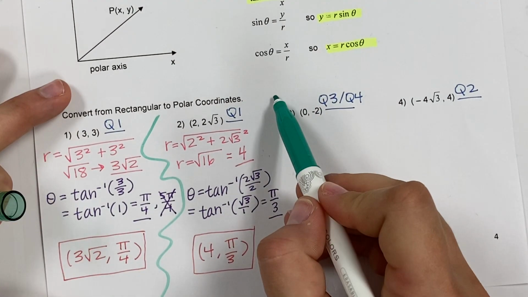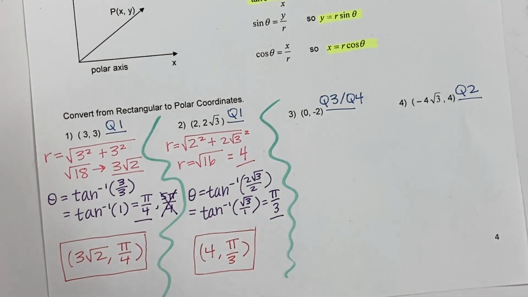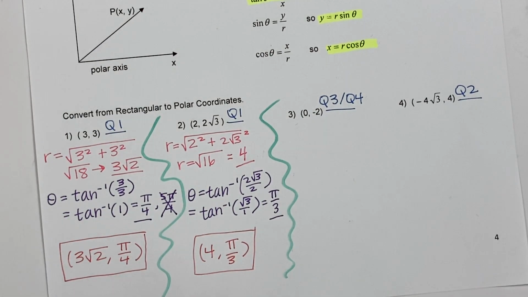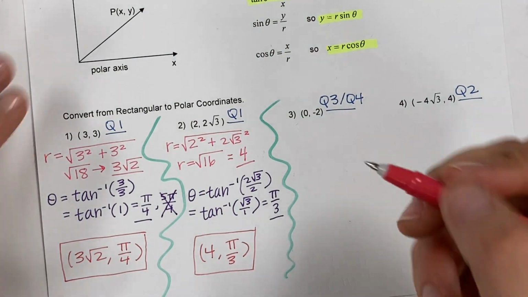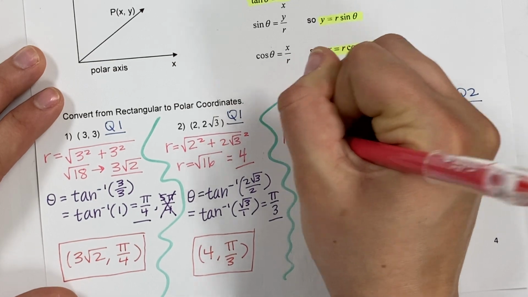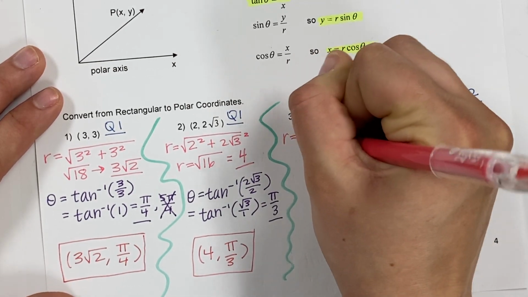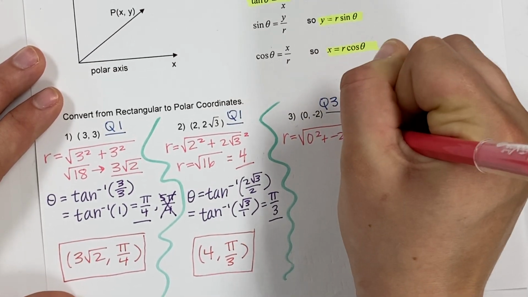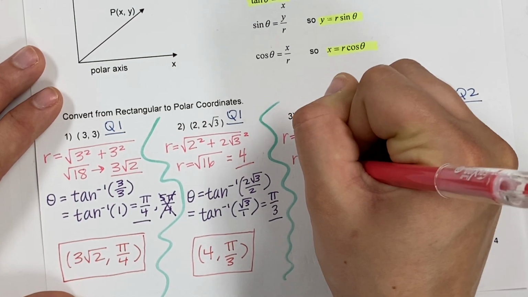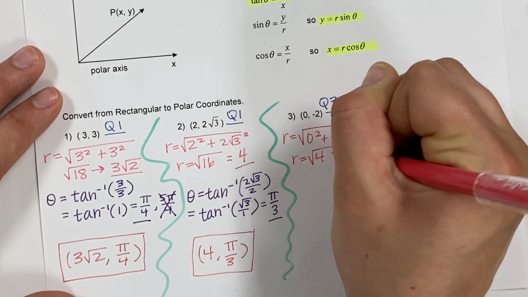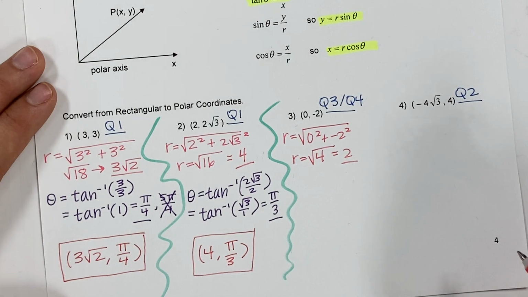Yay! Okay, number 3 is my favorite because it's the easiest. First, let's find r. So square root of 0 squared plus -2 squared. So that's just the square root of 4, which is 2.